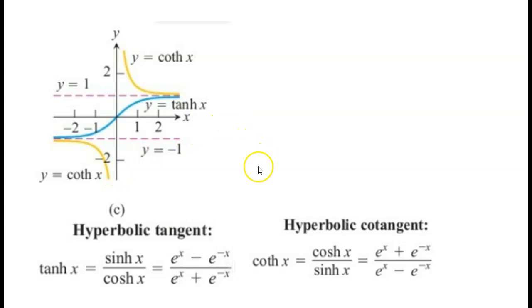Now, when you're looking at these, you will notice that hyperbolic tangent, pronounced tanh, is also sinh divided by cosh, just as we have tangent being the sine divided by cosine. This is one of the reasons that the hyperbolic trig functions got the trig added to their name. Now let's take a look at some of the identities.